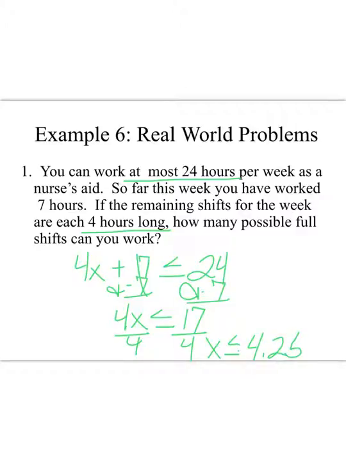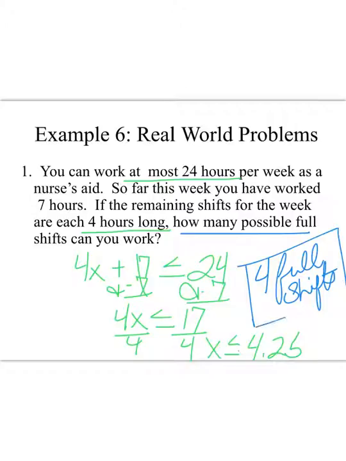Always make sure you read the question that is being asked of you. It wants to know how many full shifts she can work. Well, 4.25. She can't work 5 full shifts, so she'll be over. So she can only work 4 full shifts, is the actual final answer.